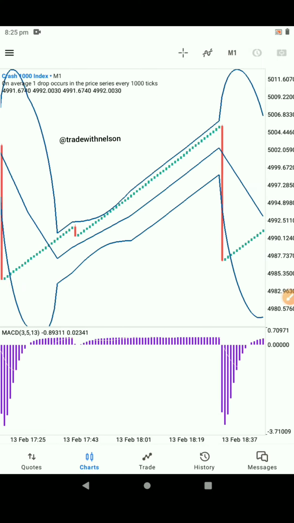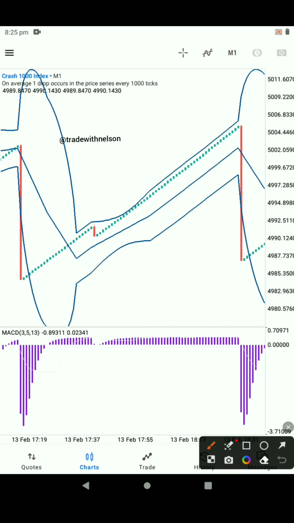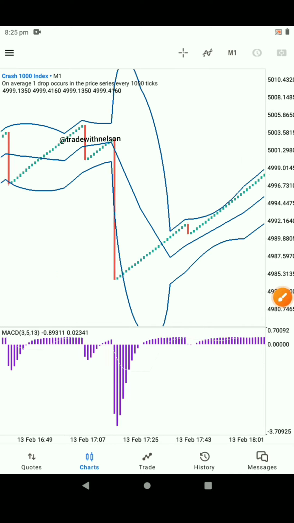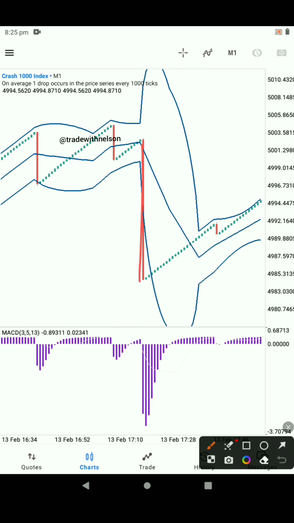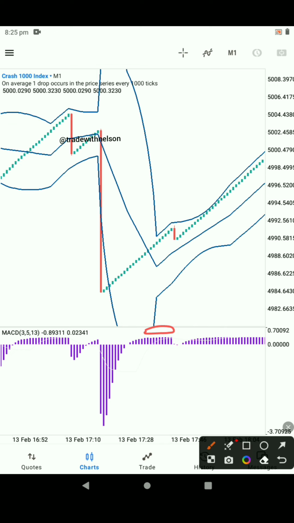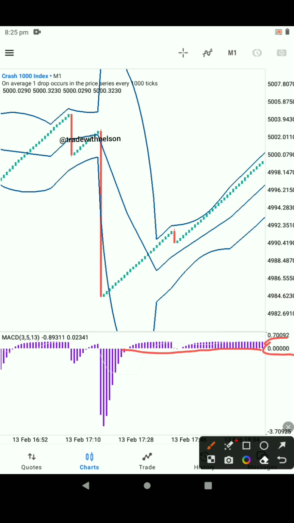This is the crash market, so we want to pay attention to the lower band of this indicator. We want to see the market spike down and enter into the lower band. You can see it breaks the lower band over here. Between the upper line and the lower line, there is a line in between them. If you look carefully, this line is the zero level.